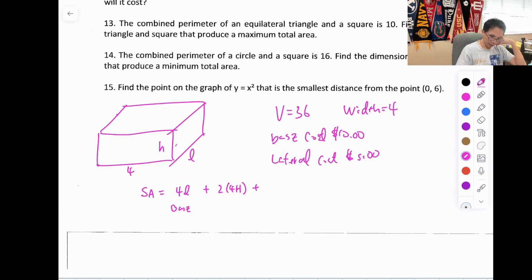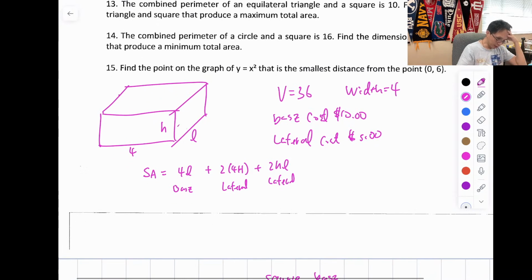And then there are the sides. Each side is HL, but there are 2 sides. They are equal sides, hopefully. Otherwise, our tank is going to be pretty interesting. So 2HL. But what Joshua is saying is we're not trying to optimize the surface area. We're trying to optimize the cost. But the cost is different depending on which panel we're talking about. This is the lateral, and this is the lateral. Lateral means the side of the box.